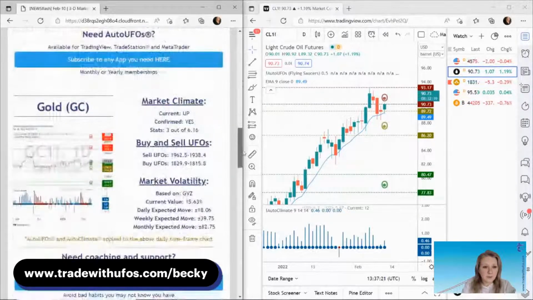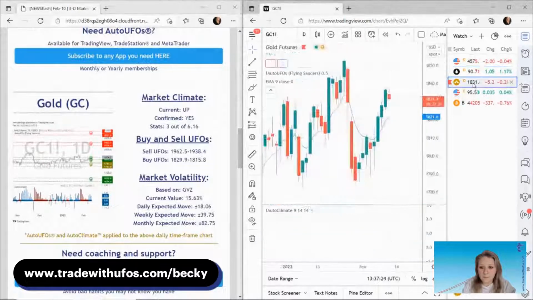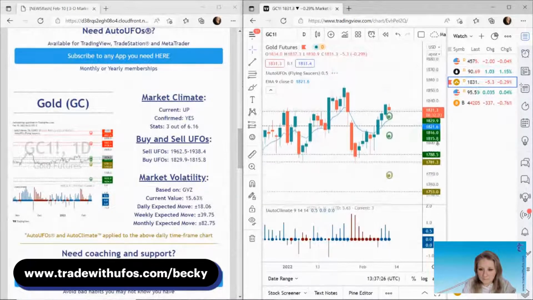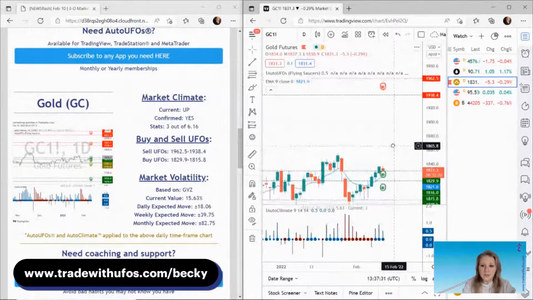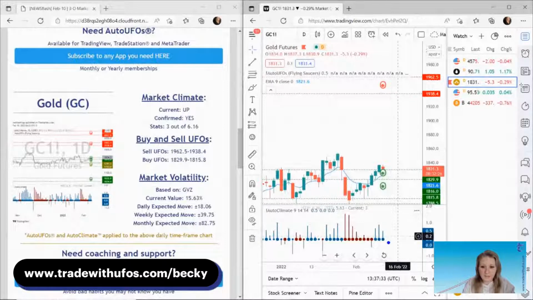Okay, moving on to the next market, which is going to be gold. So with gold, let me squish it. I think we must have sellers. There we go, quite far above us. So with gold, we have a confirmed upwards climate, thick blue dot, probability upwards. We have buyers just beneath us, between 1829.9 to 1816, and we've got quite a way to go before we hit sellers up here at 1962.5 to 1938.4. Overall there, clear probabilities to the upside with gold.